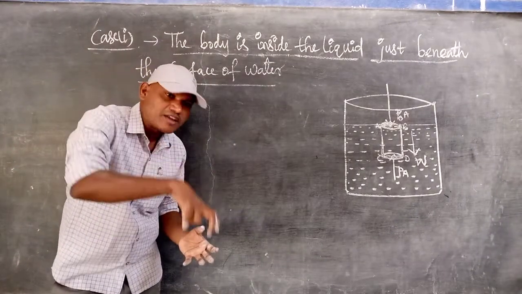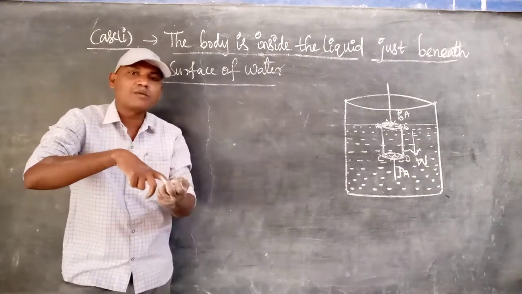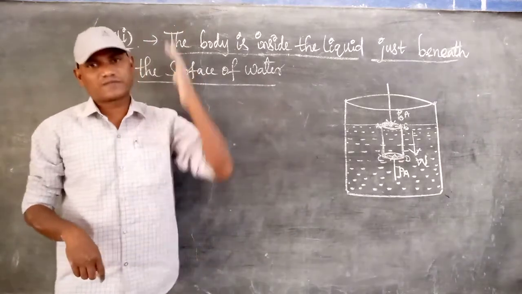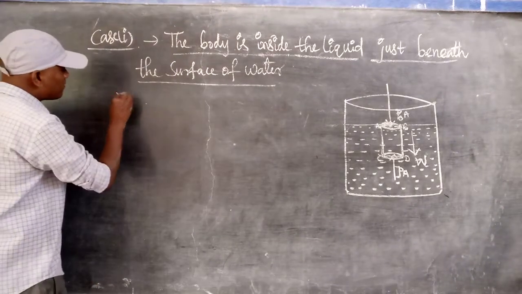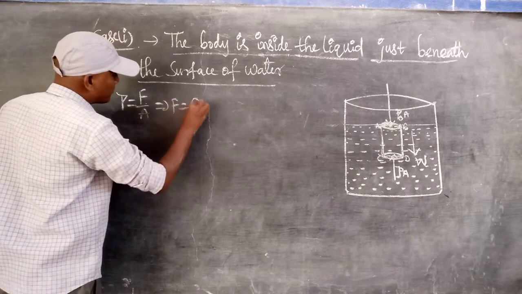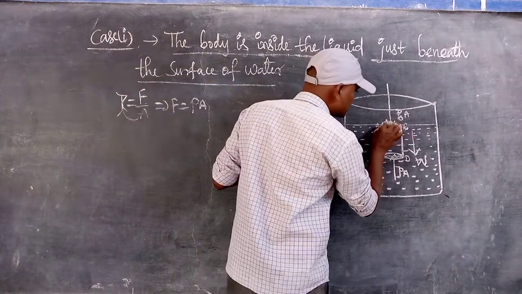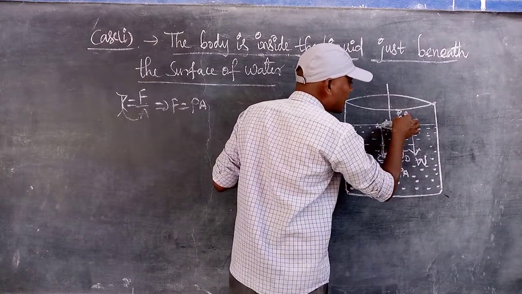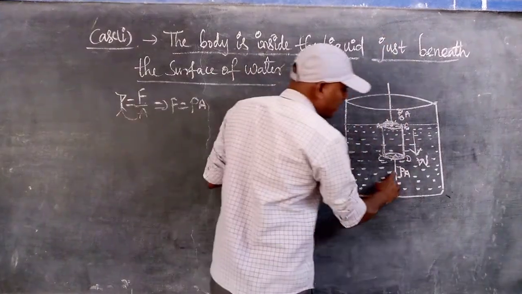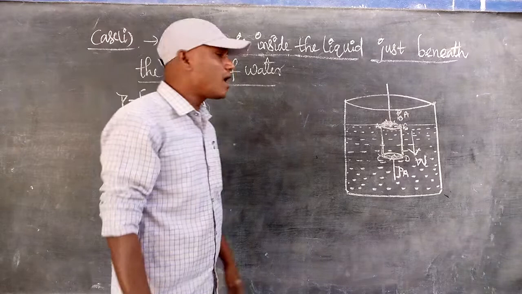When you try to immerse the ball into the water, you feel through your hand that some force is acting on the ball vertically upward. That force is called what? Buoyancy force. We know very clearly that pressure equals force upon area. Then force equals pressure into area. So the force acting on the upper surface is P naught A. The force acting on the lower surface by the liquid due to its buoyancy force is PA. P is the pressure exerted by the liquid, and A is the surface area of the object.